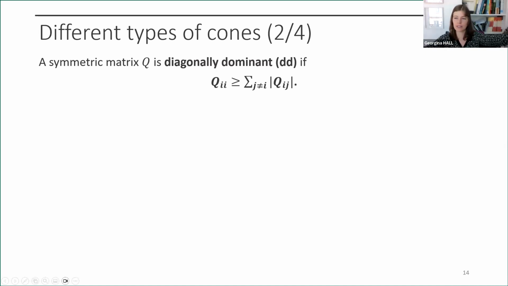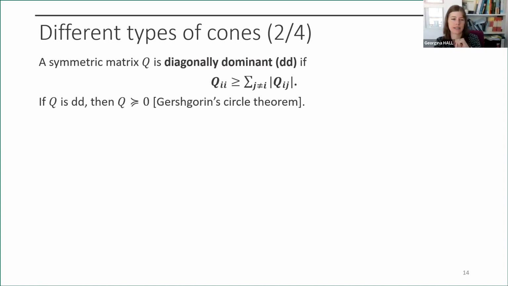So what are those matrices? You take a matrix, you look at its diagonal, and you just need to ensure that the diagonal entry is larger than the sum of all other entries on that row, taken in absolute value. So that's what we call a diagonally dominant matrix. It's really that the diagonal is dominant with respect to all other entries.